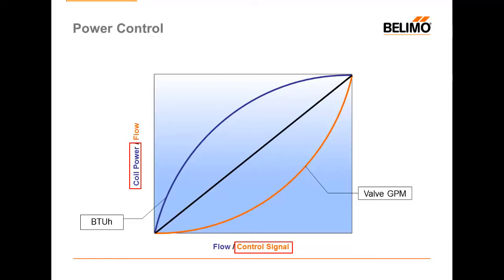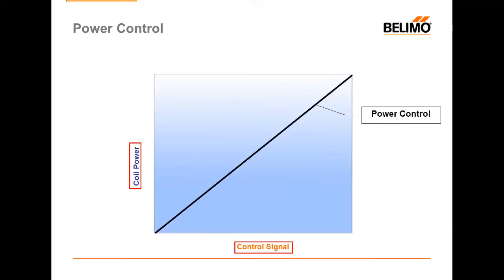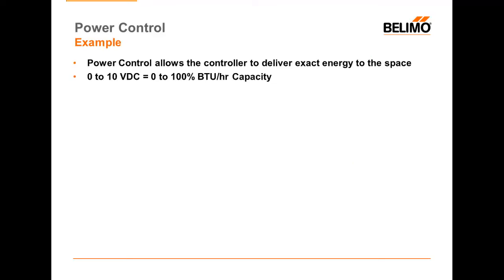What's beautiful about this is that this black line here is power control. I indeed no longer care about the characteristic of my valve or my coil. Power control essentially makes the valve and the coil into a single piece of equipment that we control directly from measured values. Let's take a look at an example of how it works.